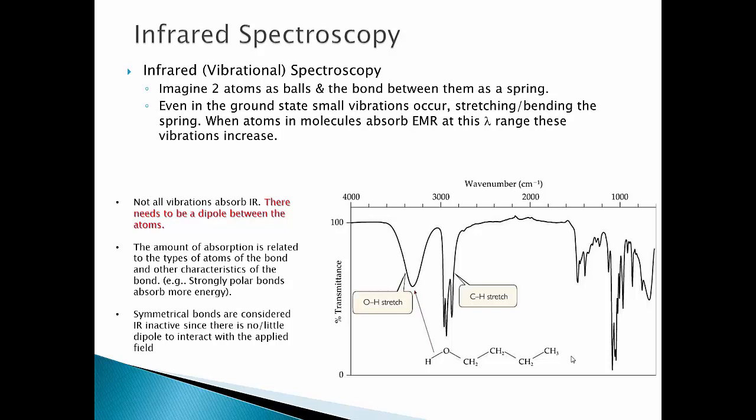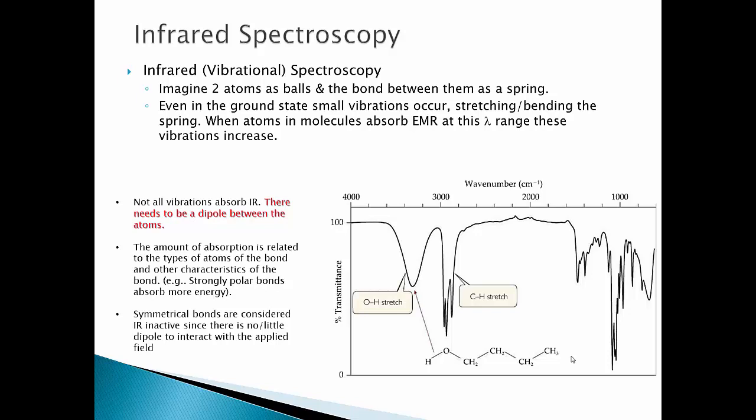So in the ground state, you will get small vibrations, so stretching and bending the spring, and as atoms absorb the energy, the range of these vibrations increase. So not all vibrations are absorbed in IR. There needs to be a dipole between the 2 atoms for there to be an absorption.